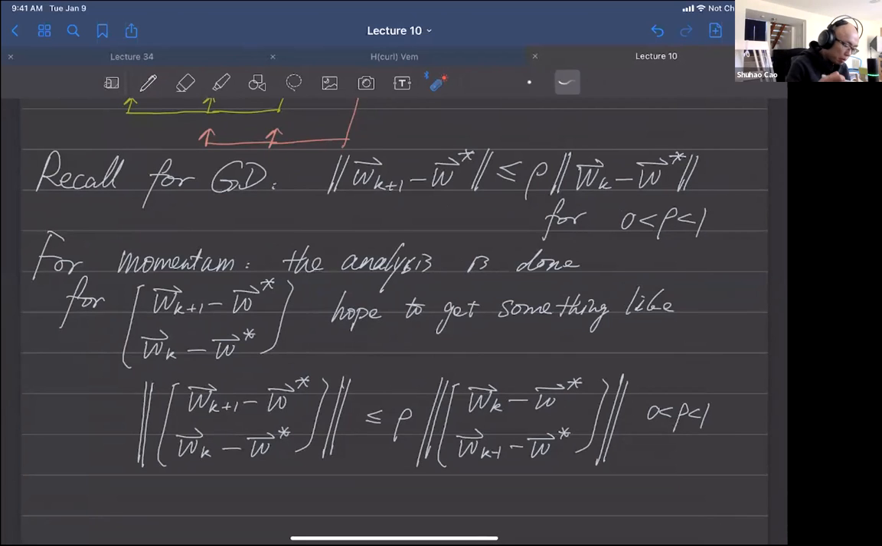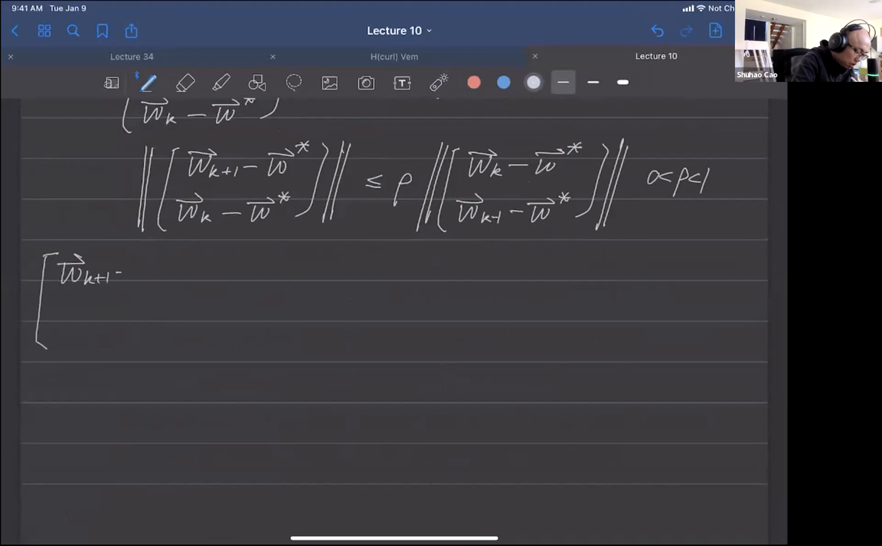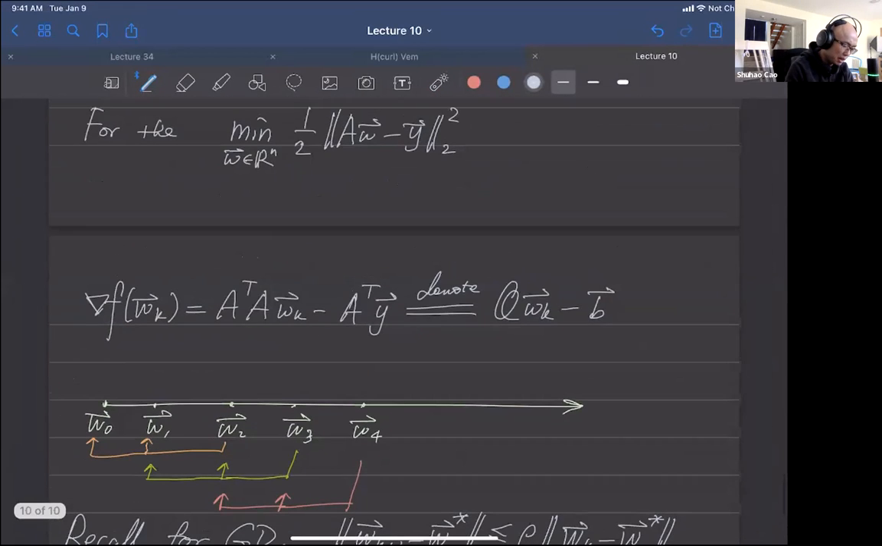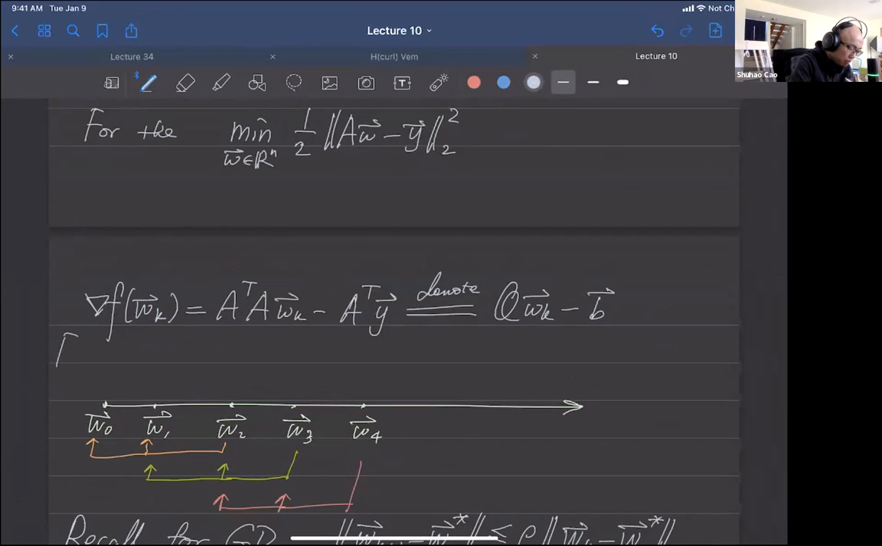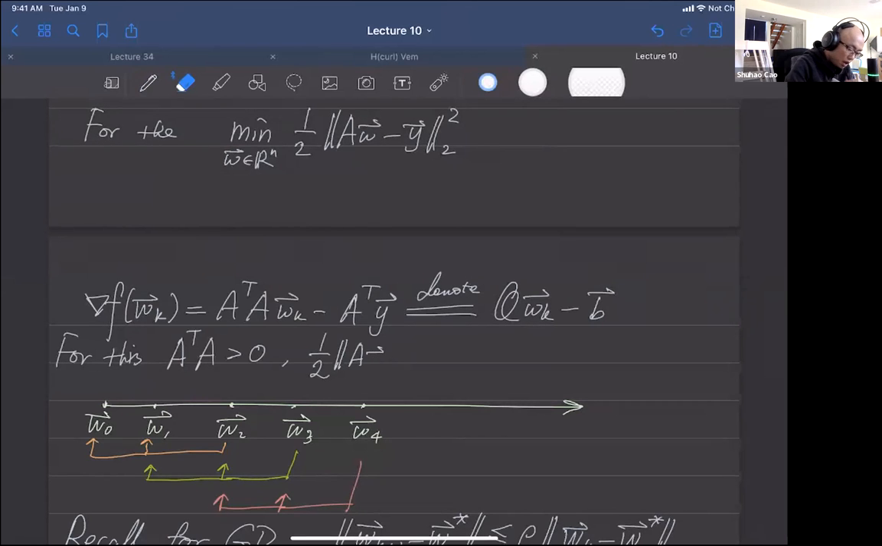So what we want to do is we still perform the analysis as if we write down the error equation for each term. So let's do it. For example, we have W_{K+1} subtract the best possible W star. Oh, by the way, I forgot to mention the existence of W star. So let me just add a bit right here. For this problem, because we know that A's column rank is full, we have this is positive, and that's why this has a solution.